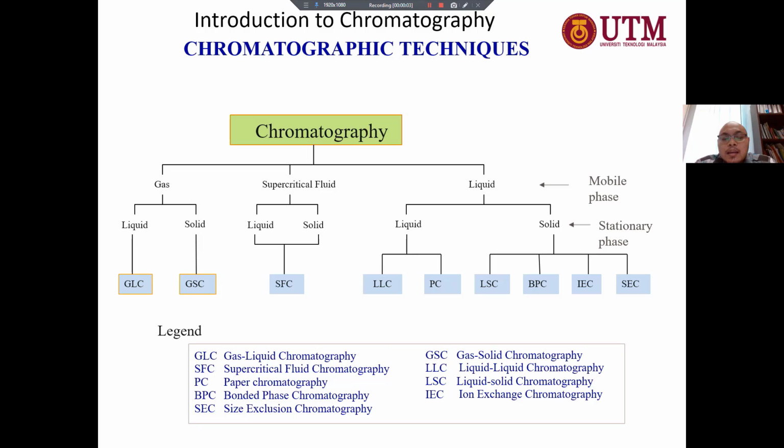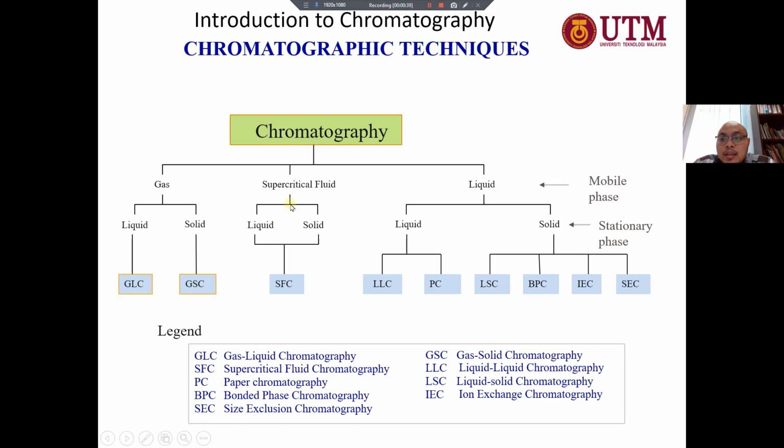Here is what we call the chart of chromatography. Okay, here is the mobile phase. Here is the stationary phase. Basically, chromatography is given its name based on its mobile phase. For example, in GC, gas chromatography, the name comes from its mobile phase, gas. In HPLC, high performance liquid chromatography, the name also comes from its mobile phase, liquid.